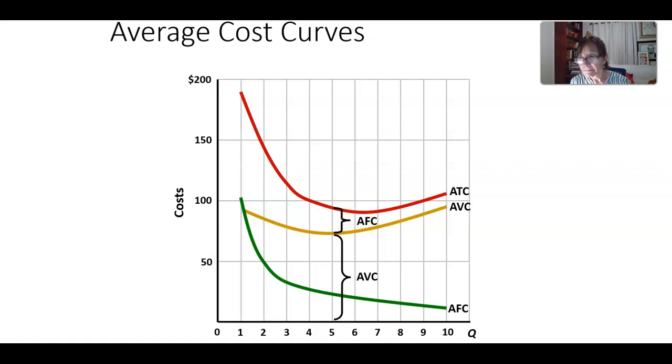Okay. And just a little reminder, remember that when we talk about cost in economics, we're including the normal profit. So you'll need to remember that for the next section.